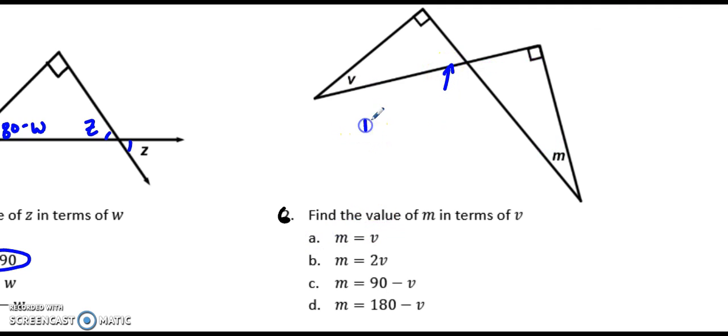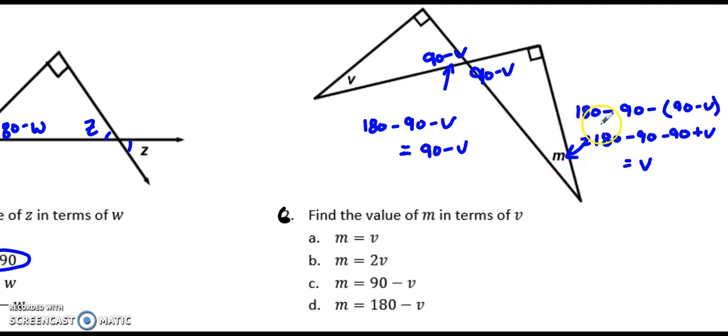So this angle would be 180 degrees, subtract 90 degrees, subtract V. That simplifies to 90 minus V. The vertical angle is also 90 minus V. So M would be 180 minus 90 minus 90 minus V. And if you simplify that, you get all the way down to just V.